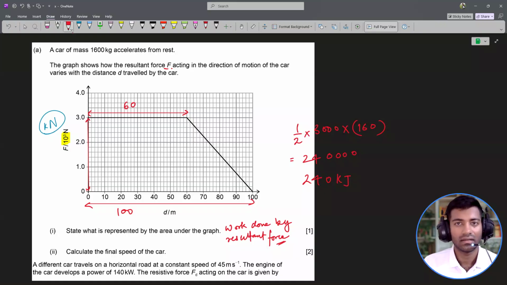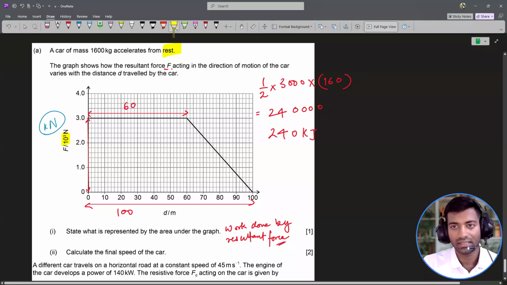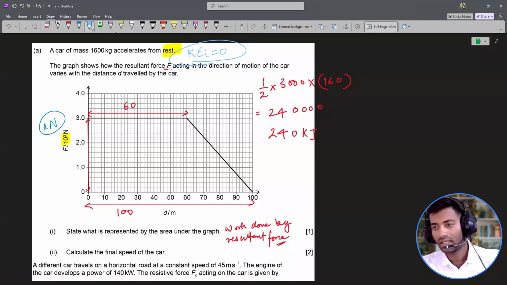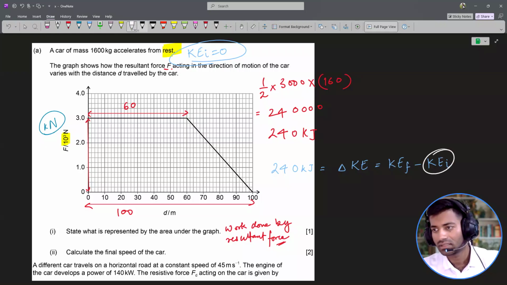Now, the work doesn't end here. We just have calculated the work done by the force. We need the final speed of the car. Now, if you recall, in the question it was mentioned earlier that the car accelerates from rest. Accelerating from rest implies initial kinetic energy of the car is 0. So we can say 240 kilojoules equals the change in kinetic energy. Work done by the external force on the body equals the change in kinetic energy. And this is just kinetic energy final minus kinetic energy initial. We also know that this term is 0 because the car is starting from rest.